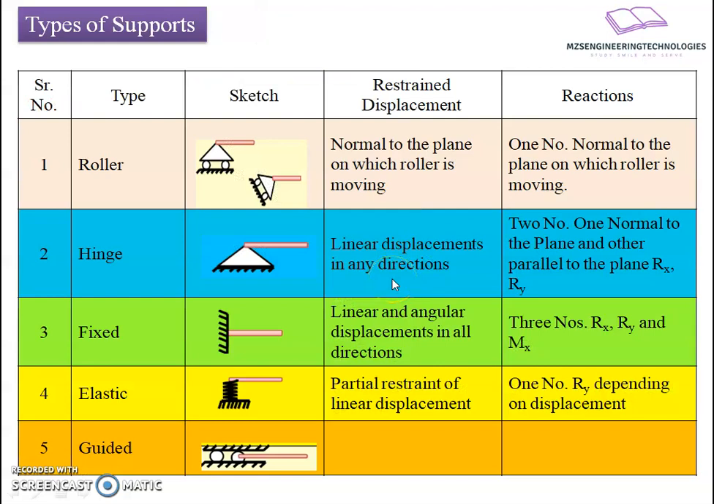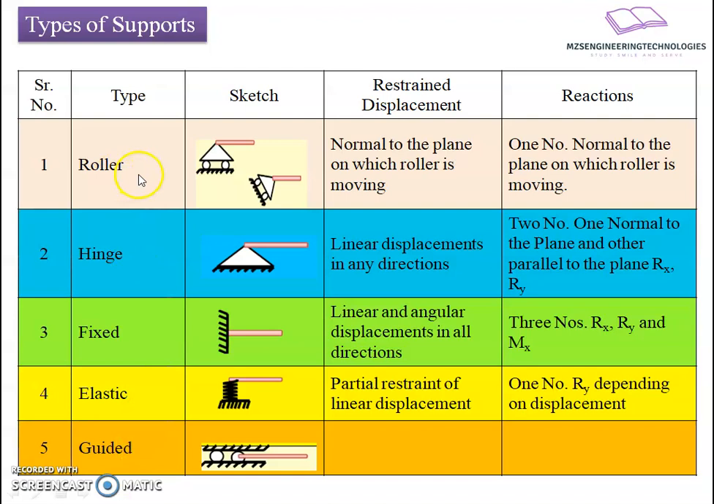Let's move towards the discussion on types of supports. We have roller, hinge, fixed, elastic, and guided supports. Why do we provide these supports? These supports provide restraint and constraints to the structure.